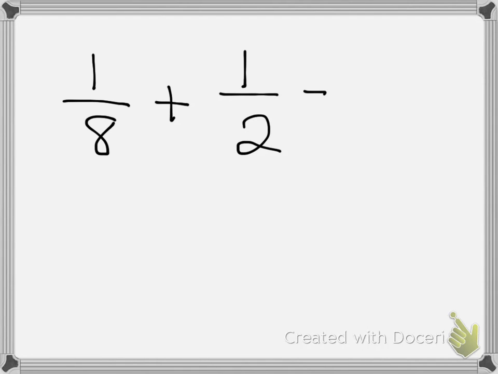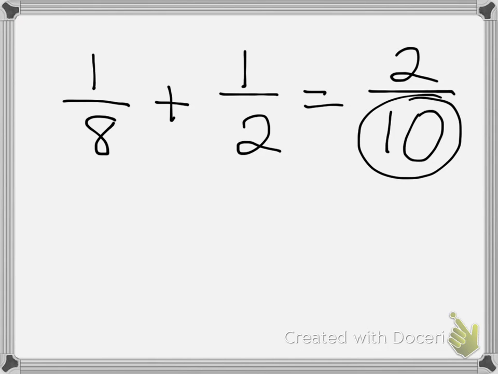Okay, now, adding this together, let me show you what the most common mistake looks like. If you know how to add fractions with like denominators, you already know that you add the numerator. So 1 plus 1 is 2. That is totally correct. But here is the most common mistake that I often see: you add the denominators. 8 plus 2 is 10. However, that is the wrong thing to do.